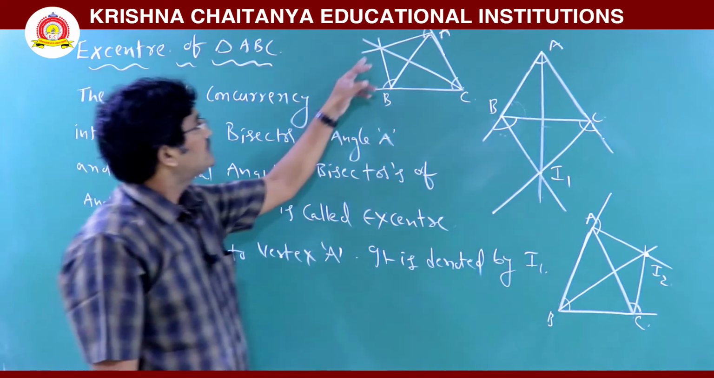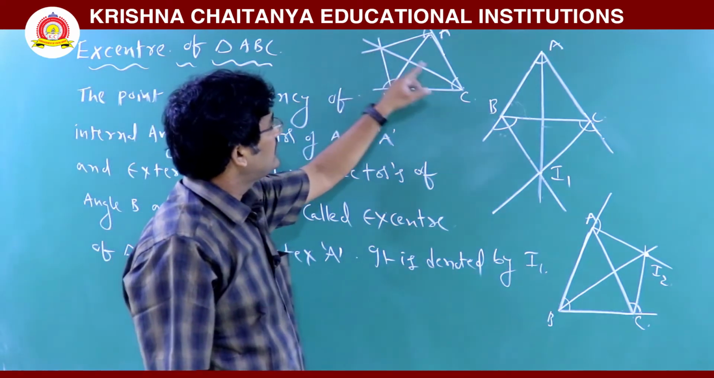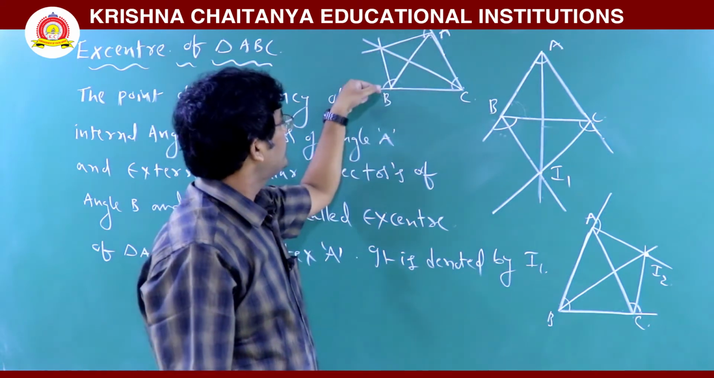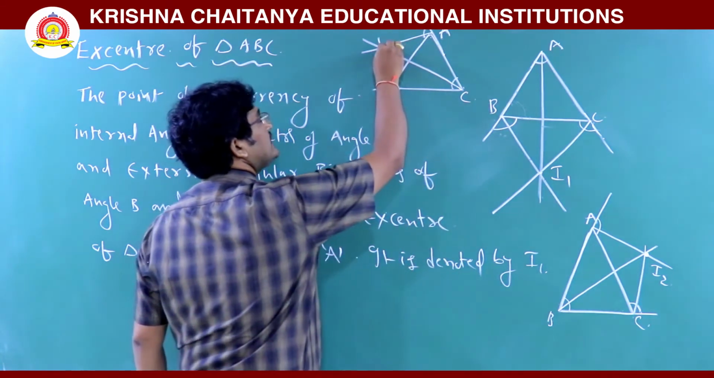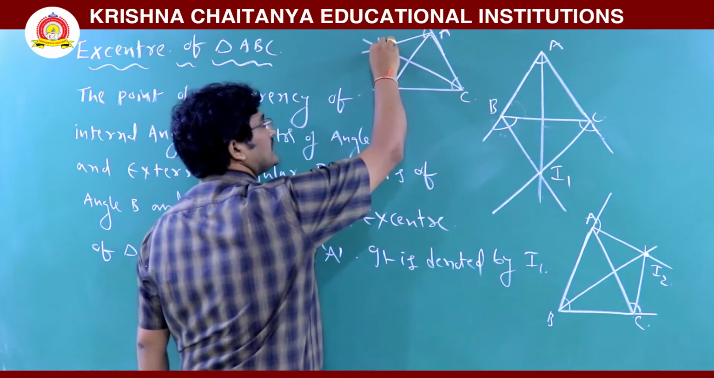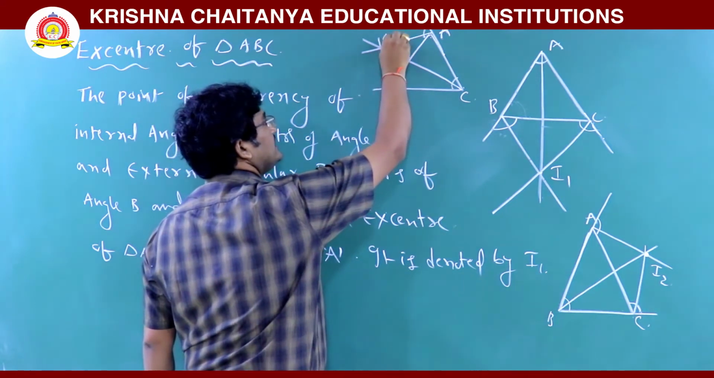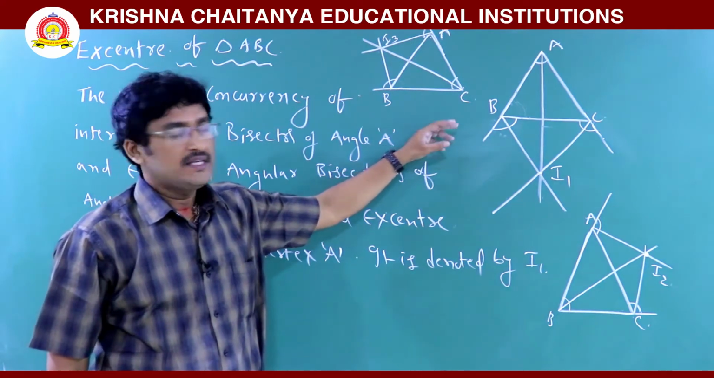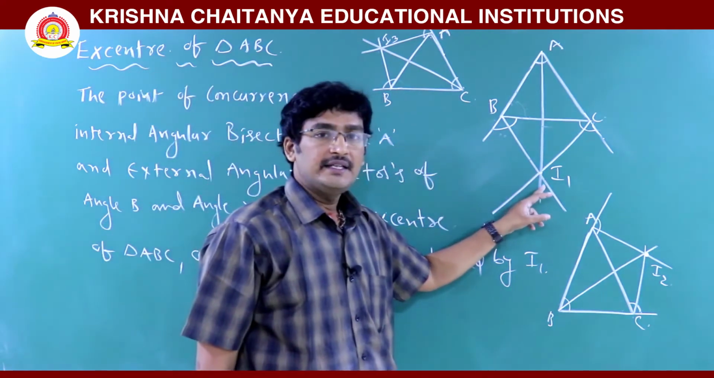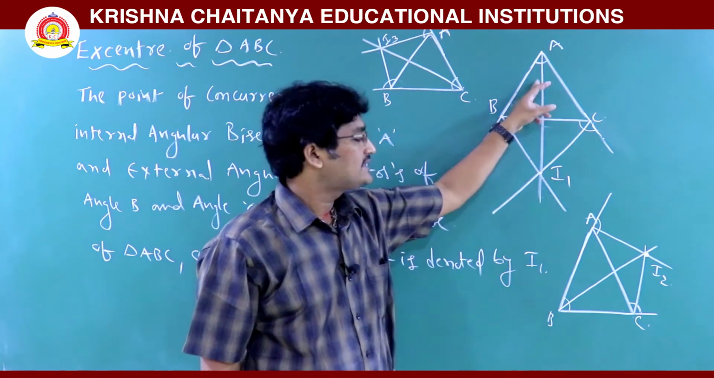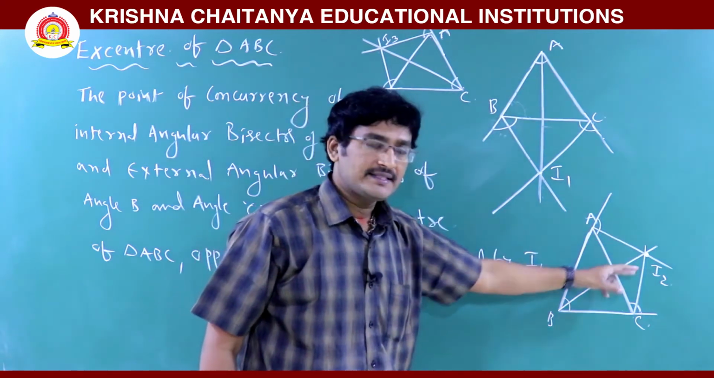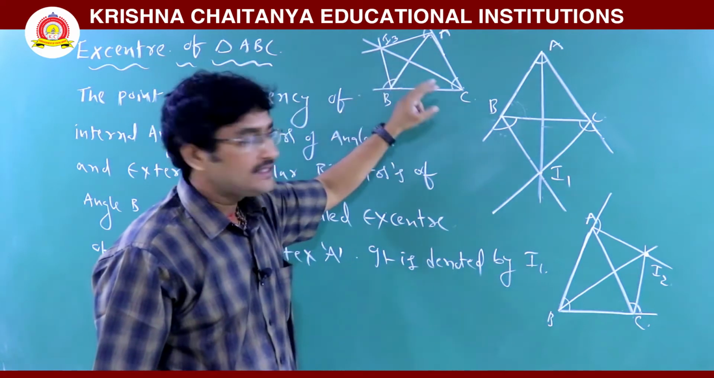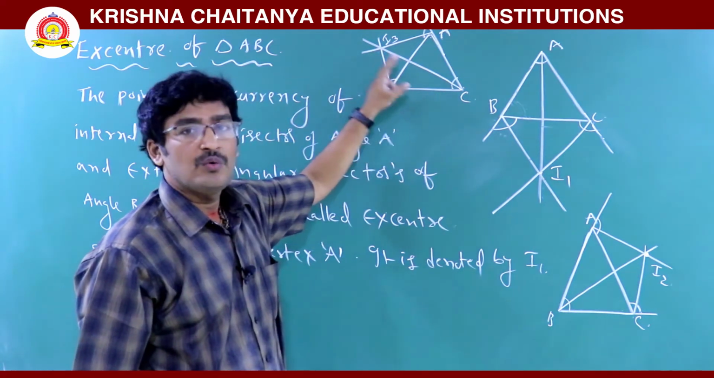What about this one? This is the point of concurrency of the internal angular bisector of C and the external angular bisectors of A and B. These three lines meet there. The point of concurrence is denoted with I3, which is called the excenter opposite to vertex C. So I1 is the excenter opposite to vertex A, I2 is the excenter opposite to vertex B, and I3 is the excenter opposite to vertex C.